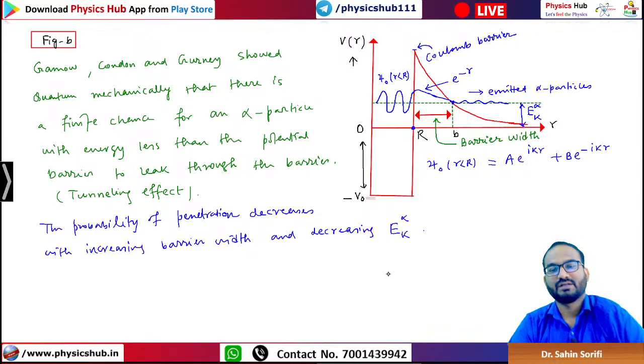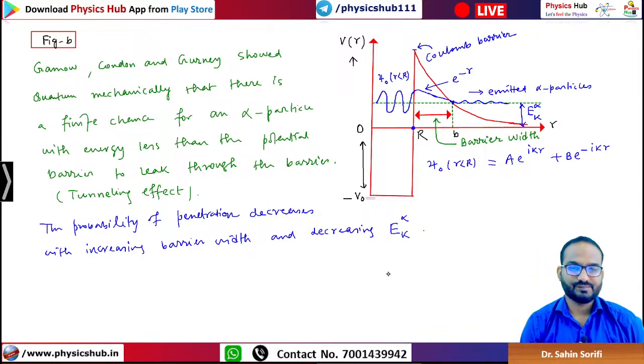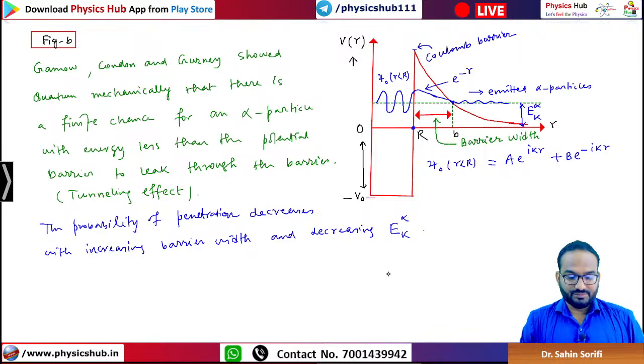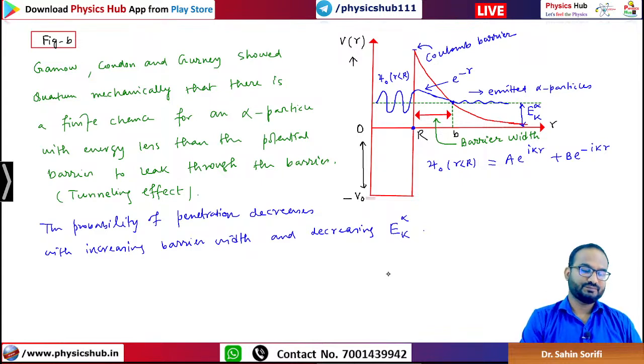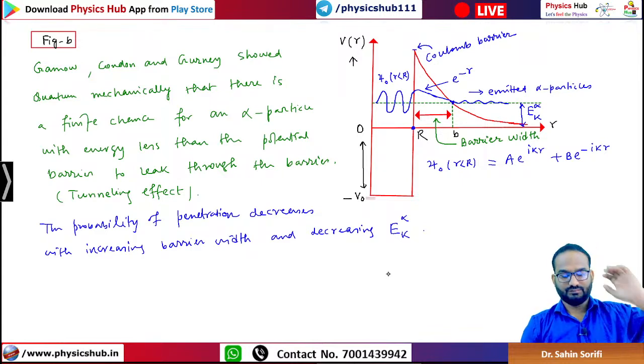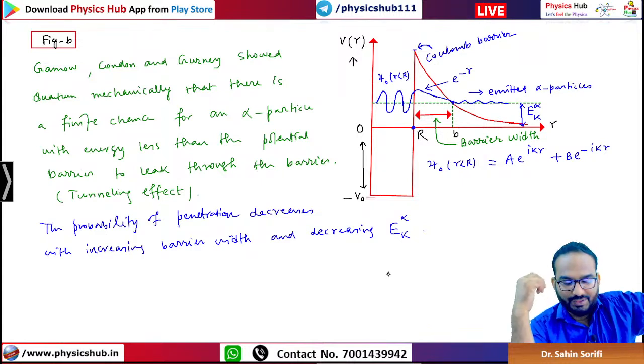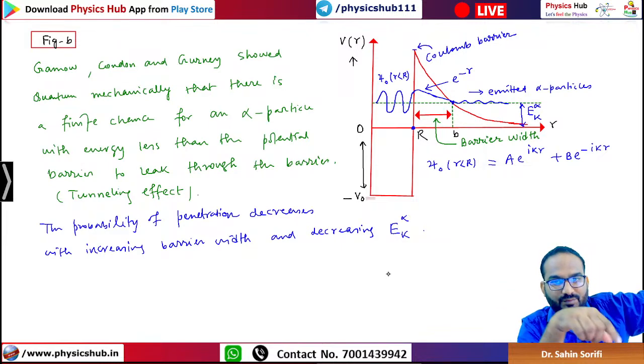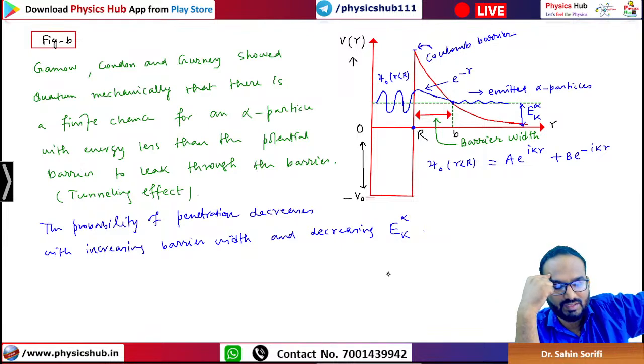Let me know if it is done, then we'll go to the next thing. We'll talk about the collision frequency: how frequently the alpha particles collide. As I told you, the alpha particle is trying to come out of the nucleus, so it is hitting the wall. Can you guess how many times it can hit in 1 second?